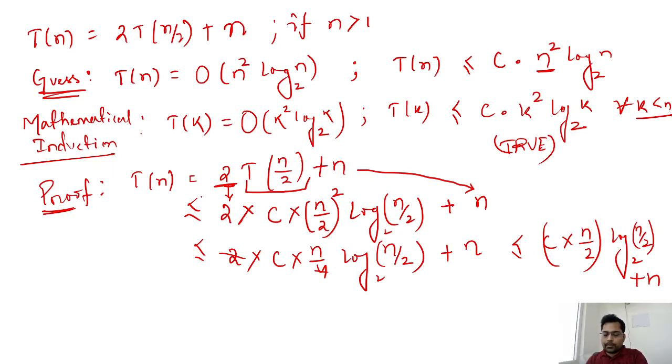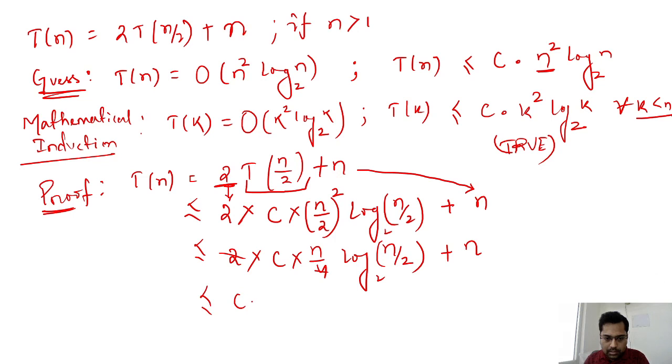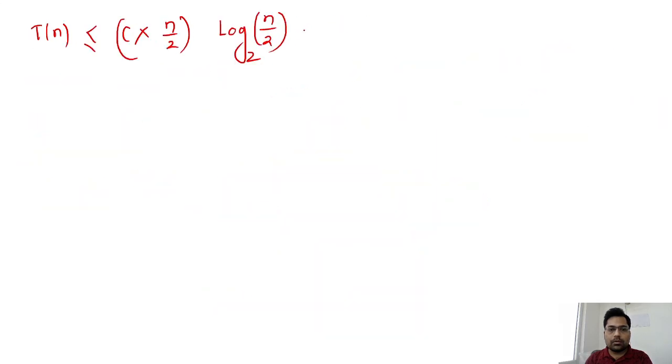Okay, or else I'm simplifying here, it could not be visible here. You can check c into n by 2 log n by 2 plus n. Now we are again going to simplify that. T of n is less than or equal to c into n by 2 log n by 2 plus n.